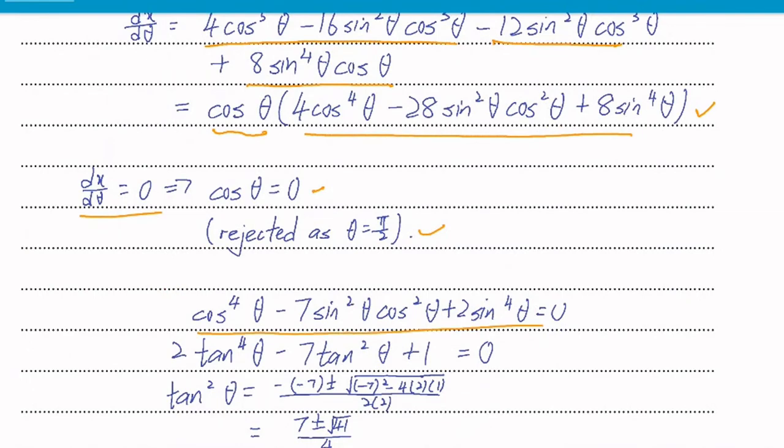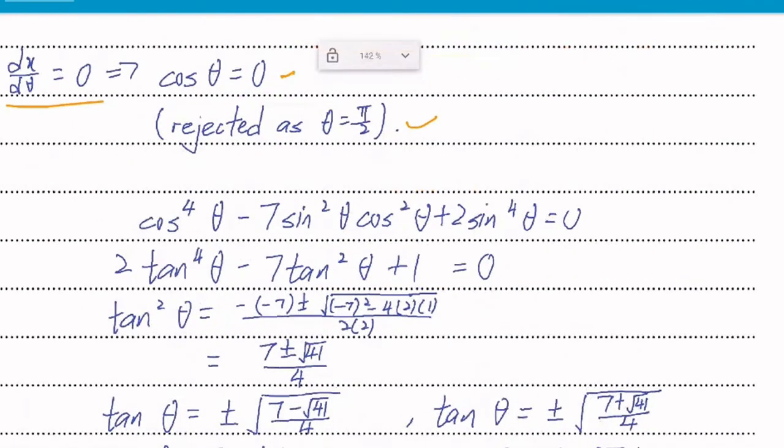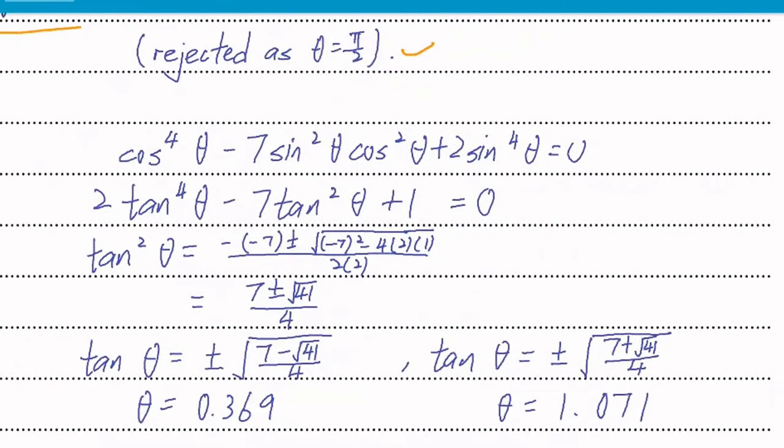There are different ways for us to solve this equation. One way is to change everything in terms of the tangent. How we achieve that is we divide the whole equation by sine power 4. So we get something in terms of the tangent. When we solve the equation, it's in terms of tangent square theta, so we use the formula to get that. We have 7 plus minus root 41 over 4.